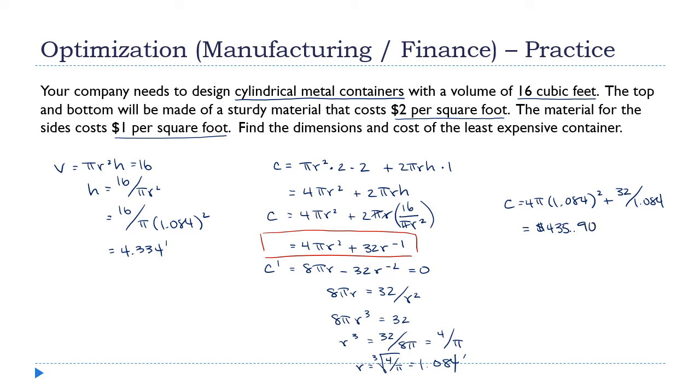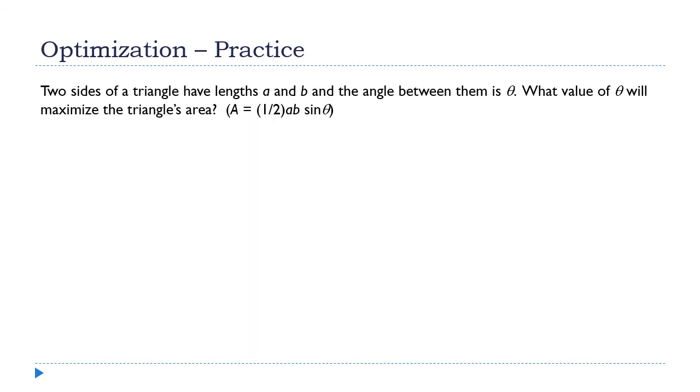And again, run through the process if you like. You can do a number line, check both sides. You can confirm that that does, in fact, give us a minimum cost. Okay, how about this thing? Try this one, see what you can come up with.